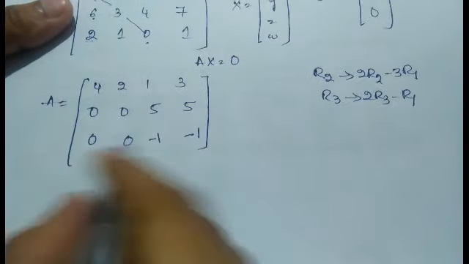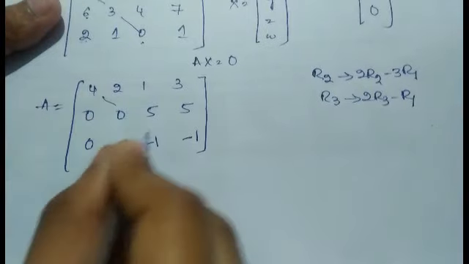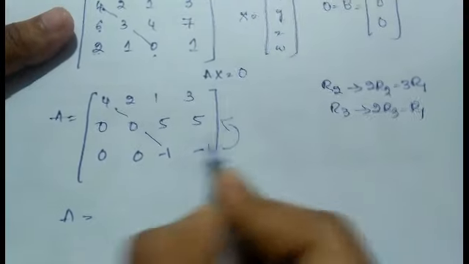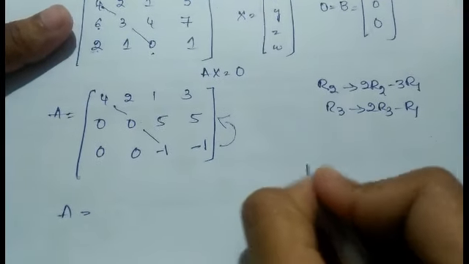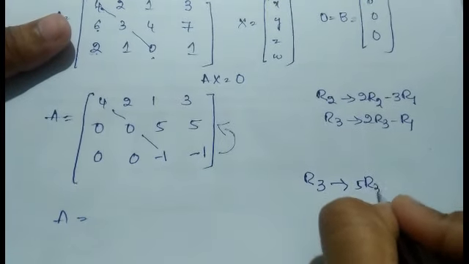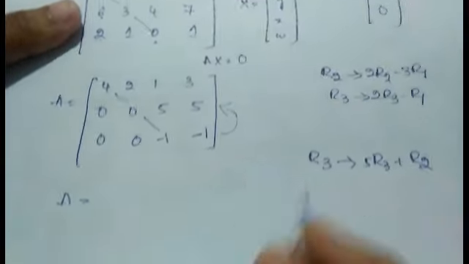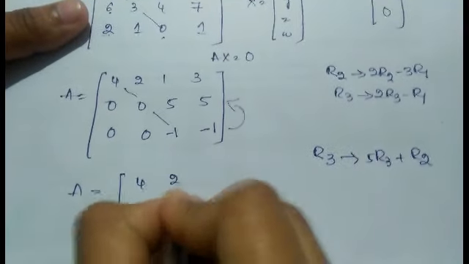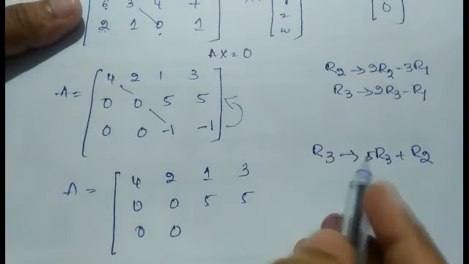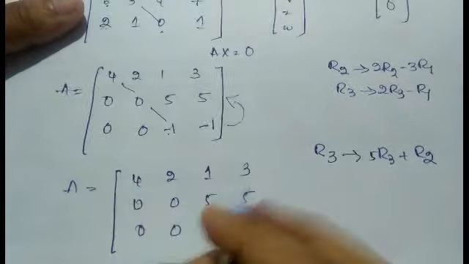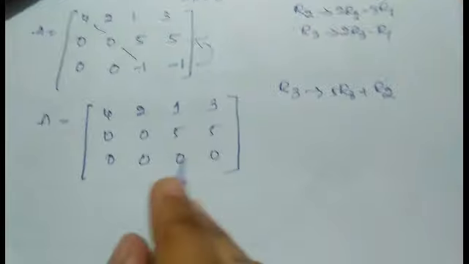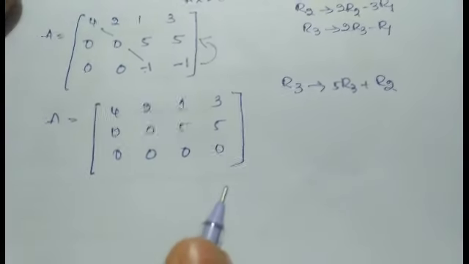Now this is in echelon form, but we can apply one more operation from R3 to R2 to make this element 0. R3 implies 5R3 plus R2: 4 2 1 3, 0 0 5 5. 5 into minus 1 plus 5, that is 0, and here also you will get the same 0. So we are just making it 0 to make our calculation very easy.